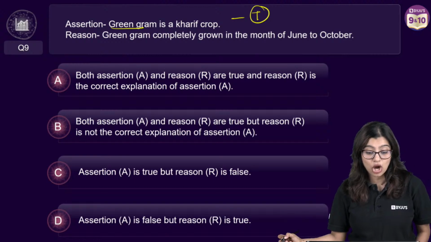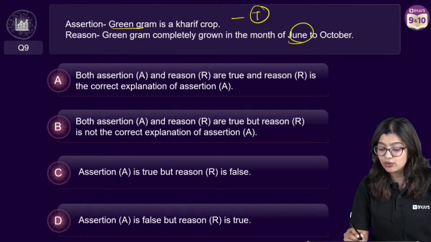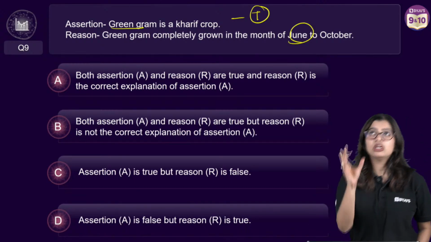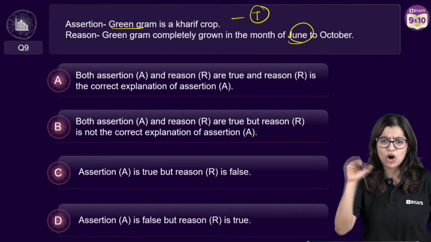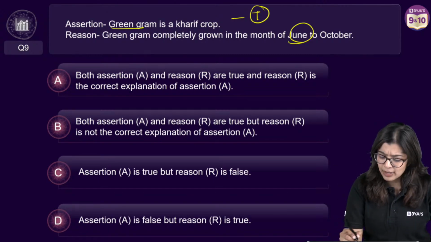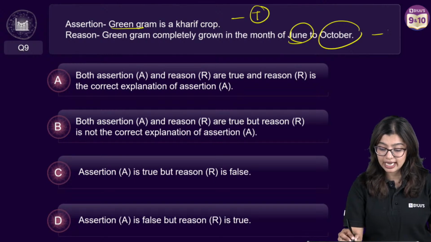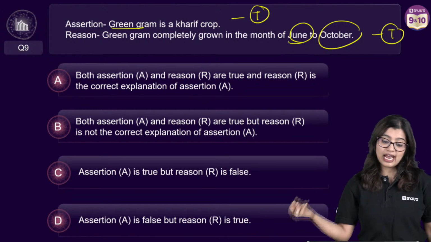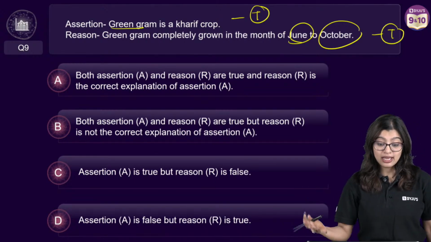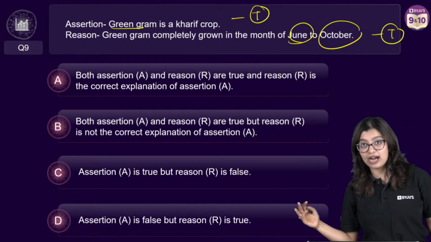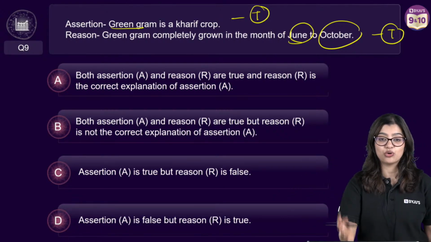Now, when are kharif crops grown? They are sown during June, July month, right? Or July, August, but mainly in the monsoon season, right? But here during October month, it is harvested. So, in this particular case, both are true. So, green gram is a kharif crop? Yes. Why? Because they are sown or completely harvested between the months of June to October.